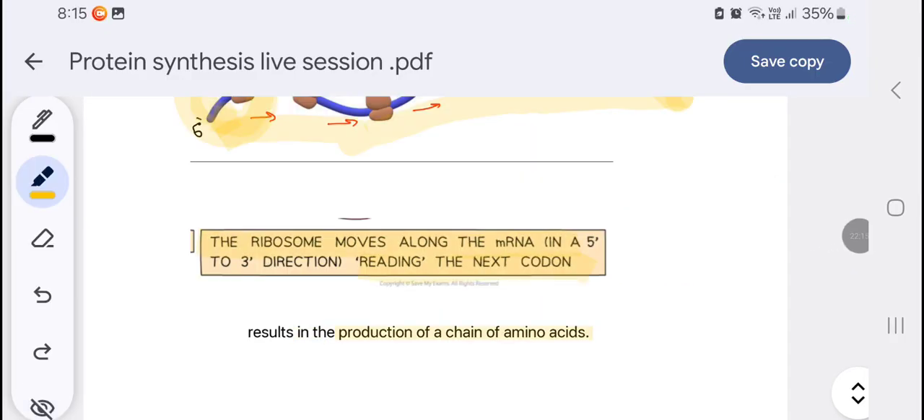So the result is producing the long chain of amino acids. And this is the protein. The protein is formed of a long chain of amino acids. This is how the game of protein synthesis happens in the cell.